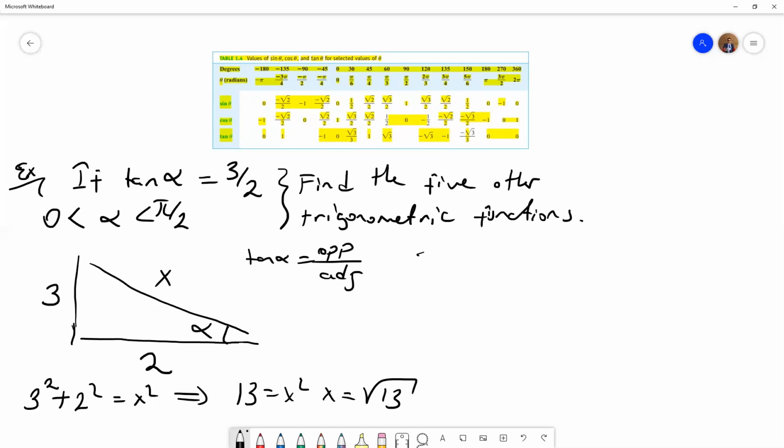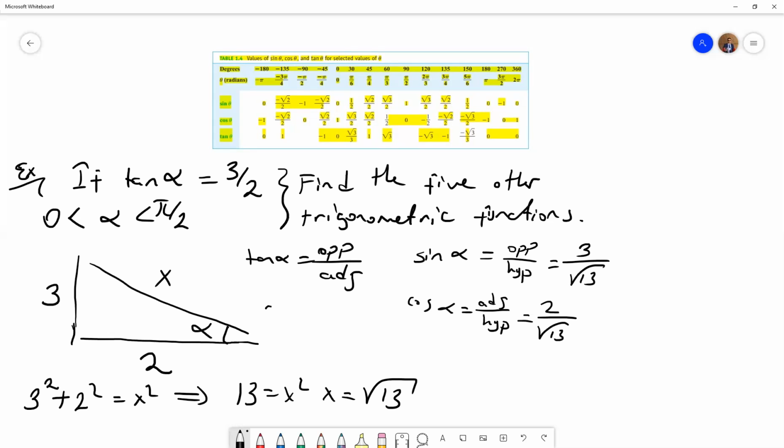Now, finally, we can write sinus, cosinus, secant, cosecant, and cotangent, of course, also. Sinus means opposite over hypotenuse. So it is 3 over square root 13. Cosinus means adjacent over hypotenuse. So it is 2 over square root 13. And cotangent means adjacent over opposite. So it is 2 over 3.